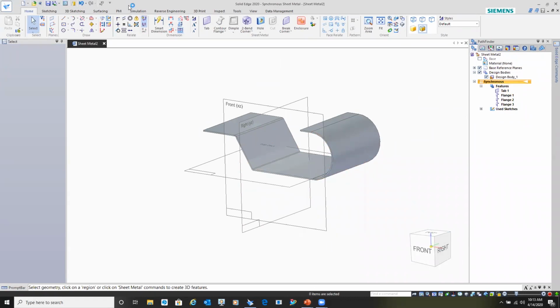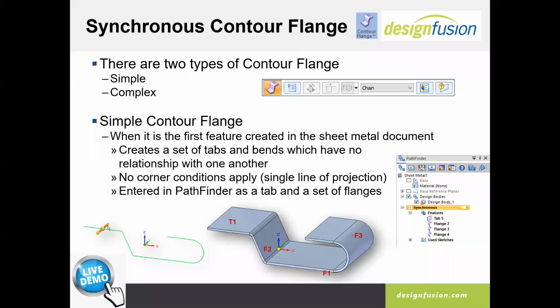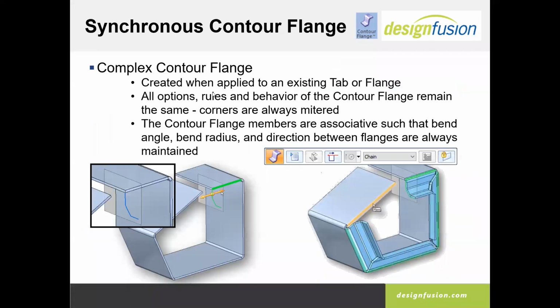So let's go back to the PowerPoint now, and you can see how it's broken it up here. Now the complex flange, this is more when you're dealing with secondary contour flanges. And you'll notice here that we've taken this and put it around the shape here. You'll see in a moment how this is created in terms of what the Pathfinder looks like. But the thing is, it keeps these all associative to each other.